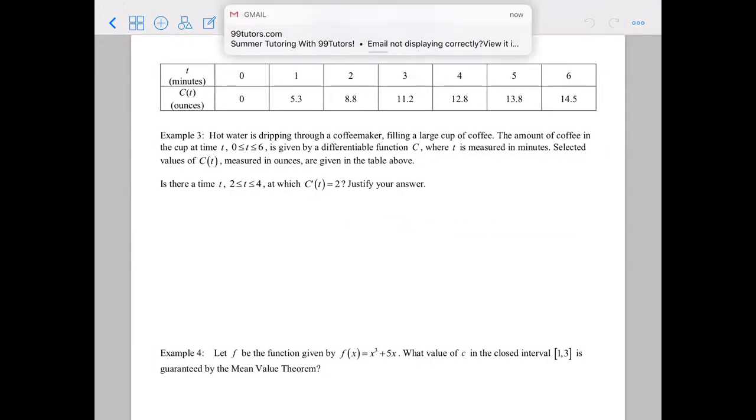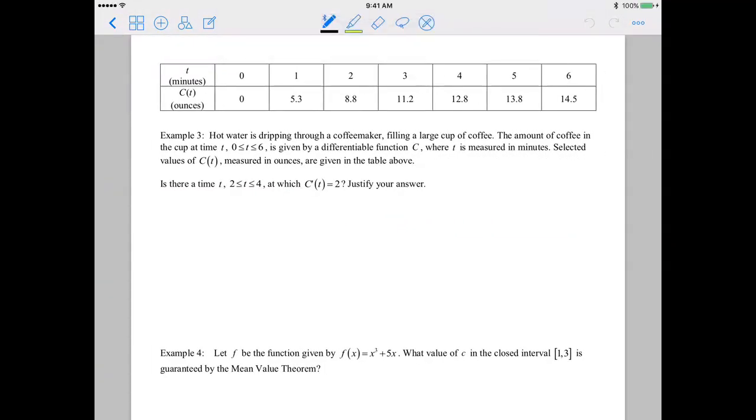Okay, so we have example 3 here. Hot water is dripping through a coffee maker. The amount of coffee in the cup at time t is given by a differentiable function, c. And remember, we said just a second ago on the other page that if a function is differentiable, that means that it is also continuous. So I'm going to write that down by annotating that word differentiable. Okay, selected values of c of t measured in ounces are given in the table above.